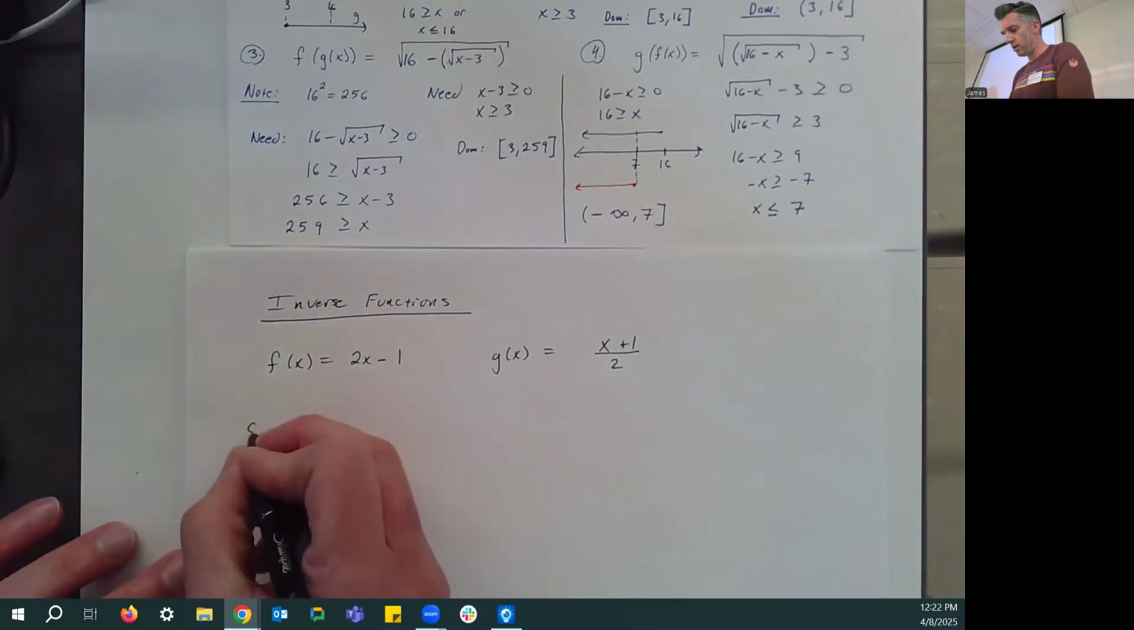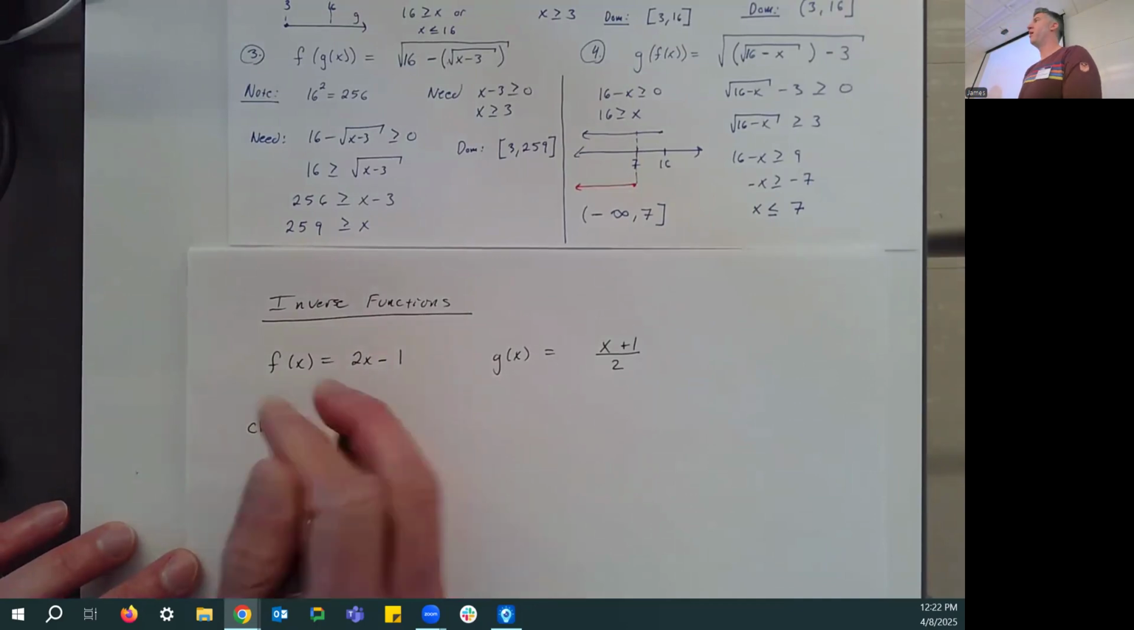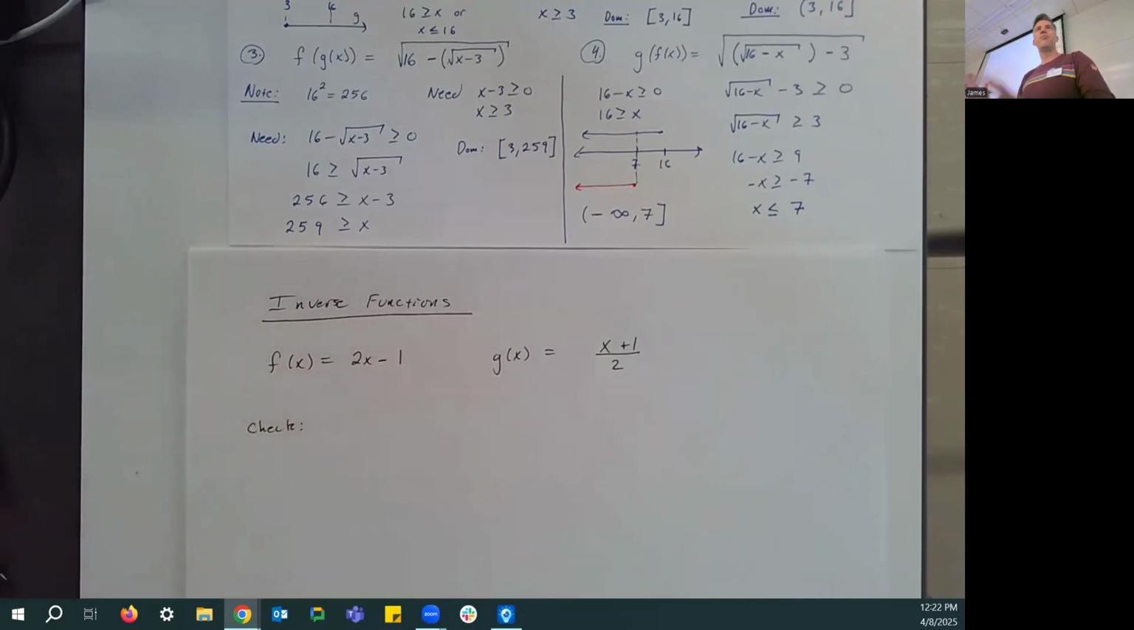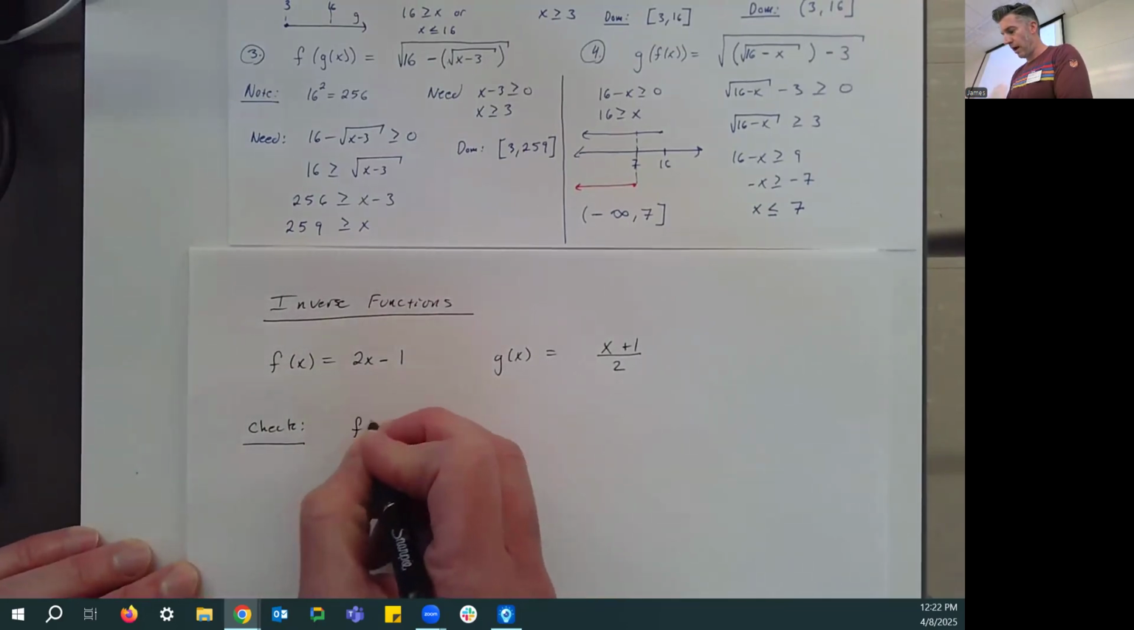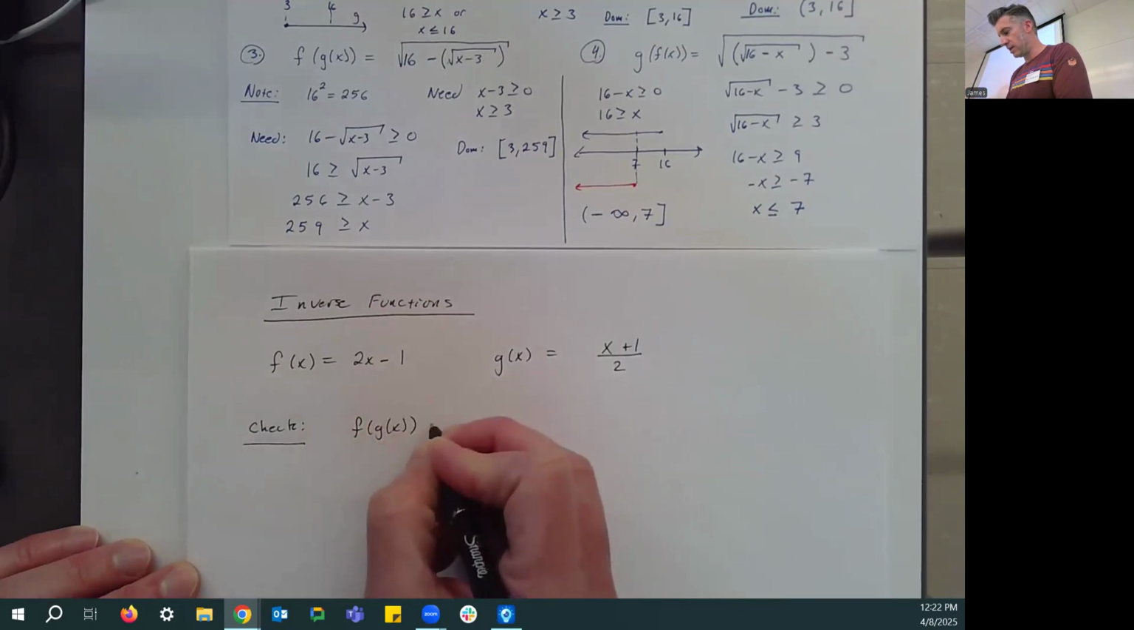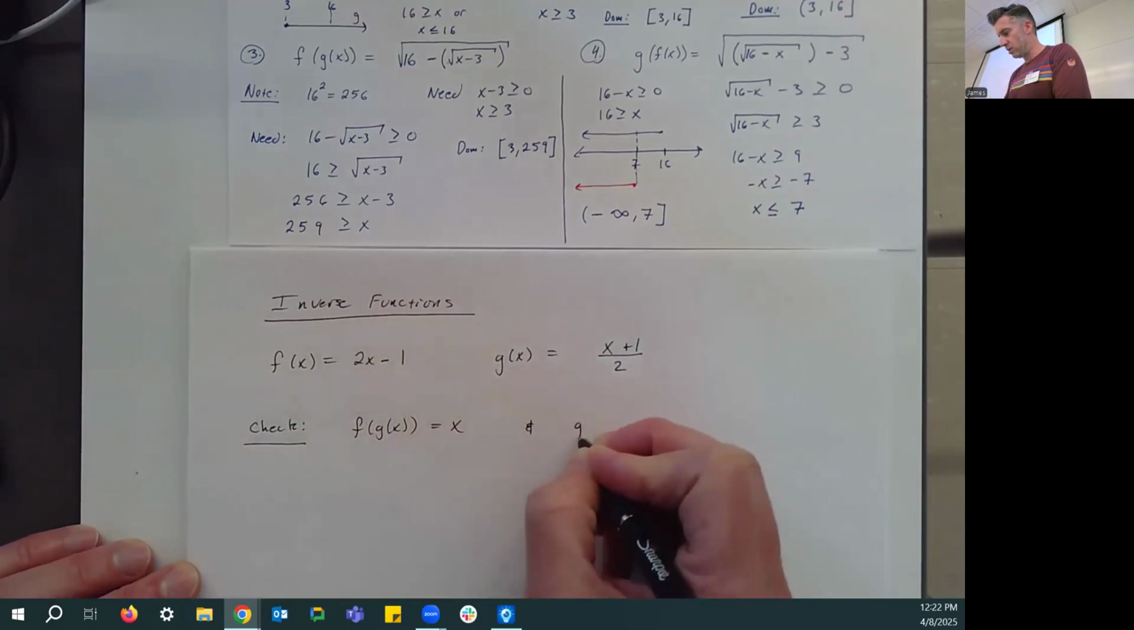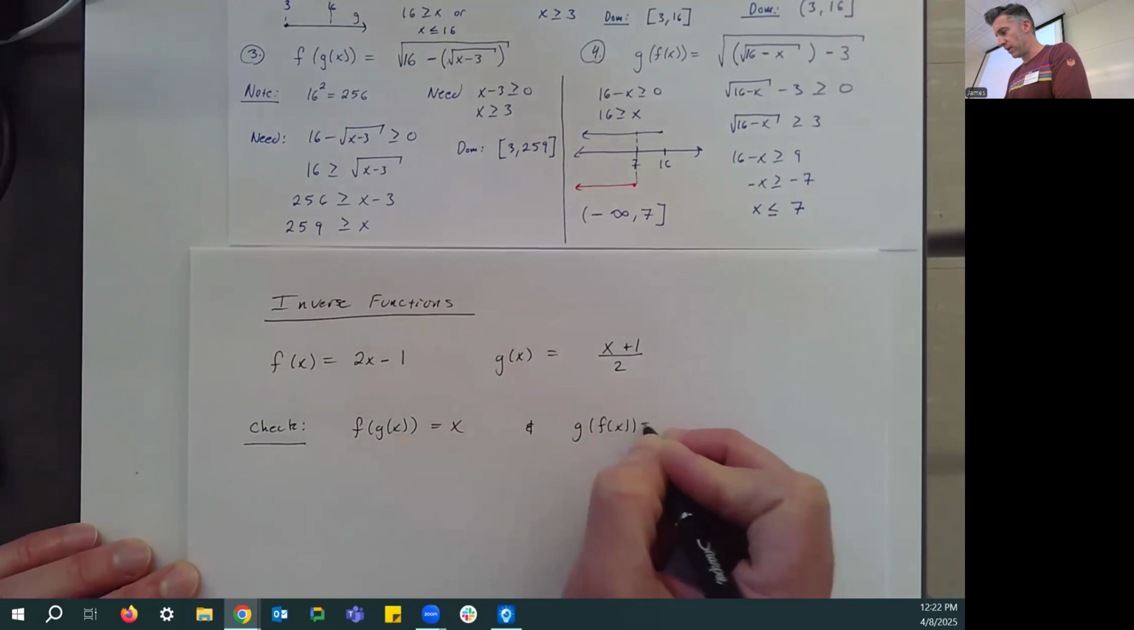Now, I will point out, that's not the official way of finding the inverse of a function. It's just a way that works for easy things. We'll talk about the actual algorithm for doing it in a minute. But the check here is to check that both f of g of x is equal to x and g of f of x is equal to x.